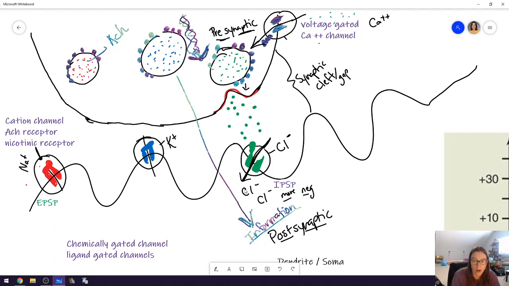All right, so when chloride comes in, it actually makes the cell more negative, which gets it further from threshold. So that is going to make an action potential less likely. We say it inhibits the action potential, and so it's called an inhibitory postsynaptic potential. All right, so next let's talk about this potassium. What's going to happen to the potassium? We'll do this one pretty quick.